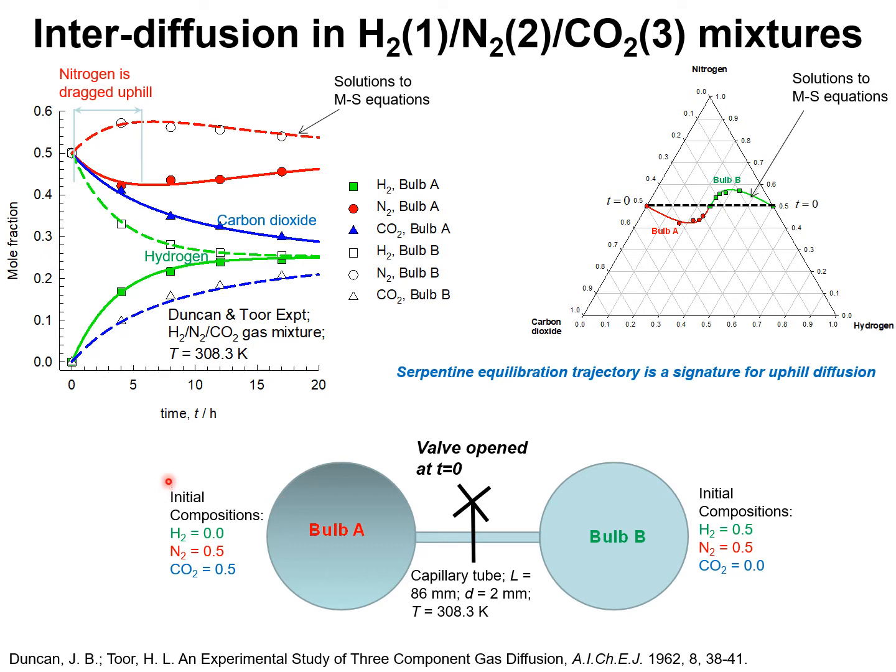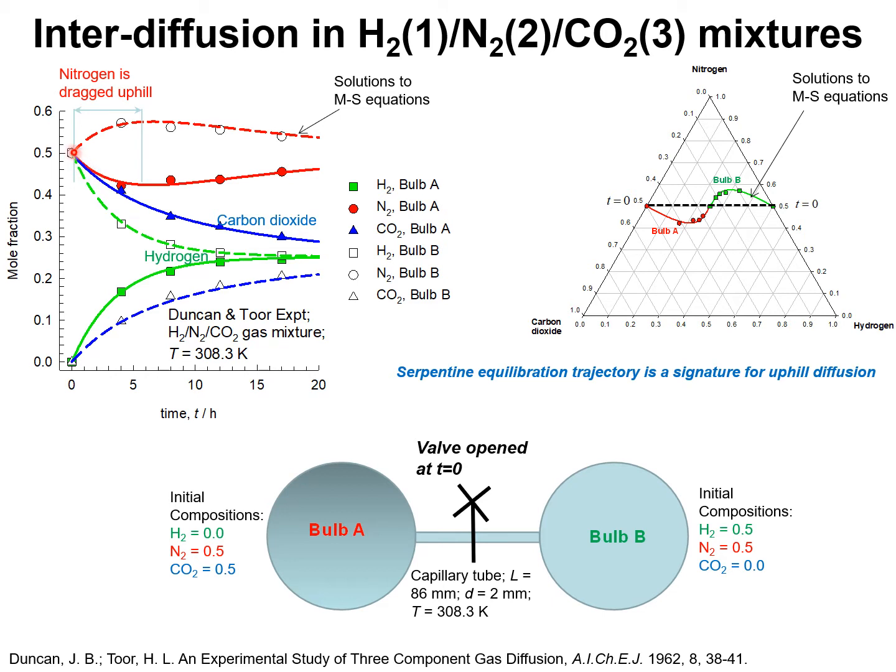In this graph, the data on the mole fractions in bulb A and bulb B are plotted as a function of time. The equilibration of hydrogen and carbon dioxide follows the exponential trajectories one would normally expect for a diffusion governed equilibration process. Nitrogen, on the other hand, has a different character. The initial composition of nitrogen in both bulbs is exactly the same. In other words, there is no driving force for nitrogen, and yet this does not prevent nitrogen from diffusing.